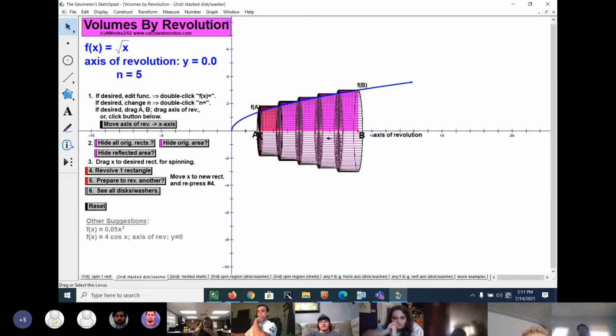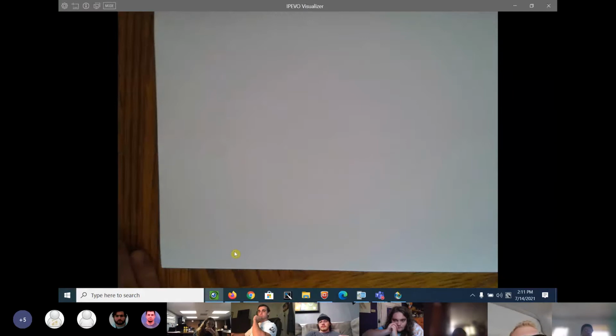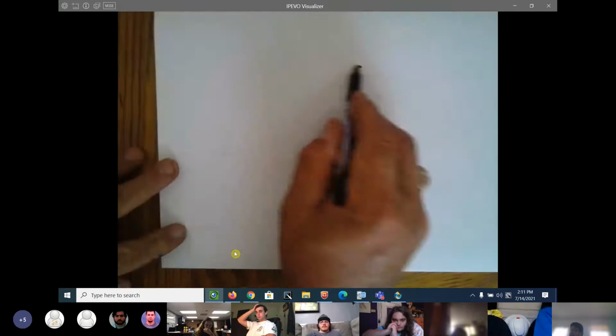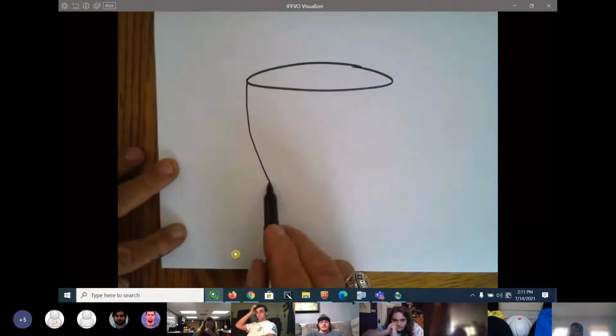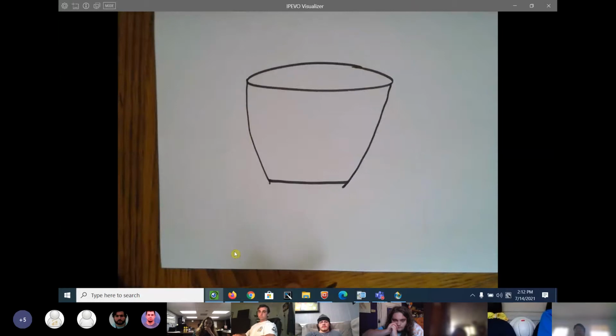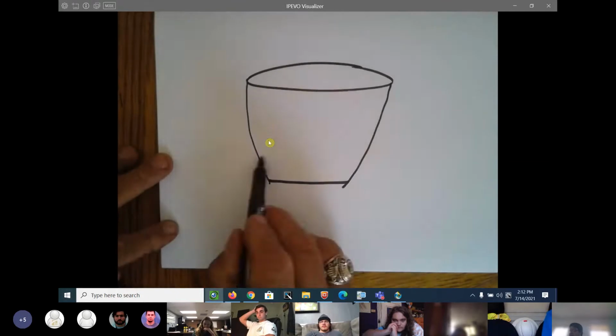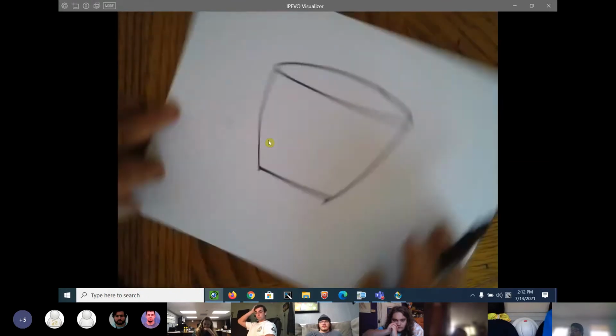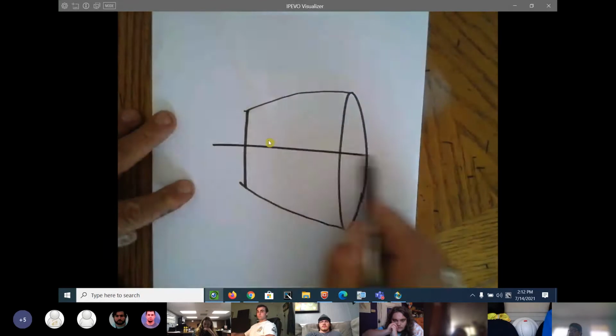Volume is three-dimensional. So if you were to draw this, which I cannot draw, it would look something like this. Kind of like a teacup. And of course, you would find that volume by revolving around the x-axis.